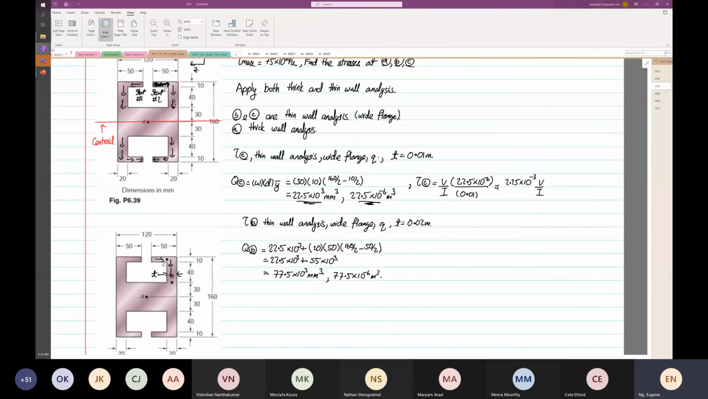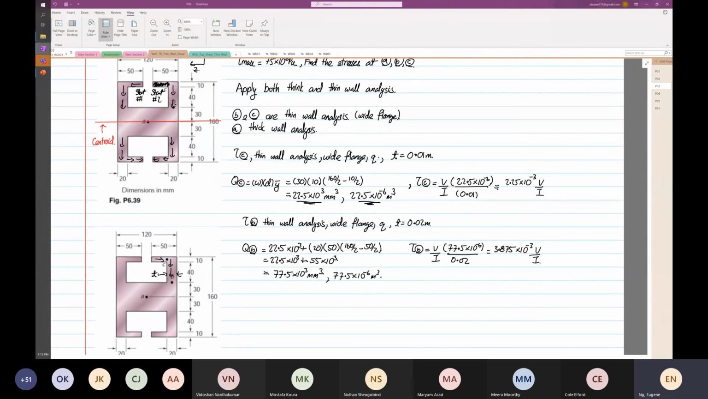So you can now immediately find the shear stress at point B, which is equal to V over I multiplied by 77.5 times 10 to the power minus 6 divided by 0.02. So this is equal to 3.875 times 10 to the power minus 3 V over I.